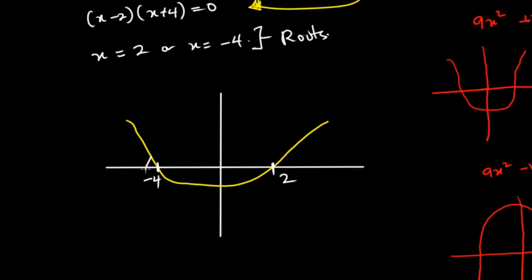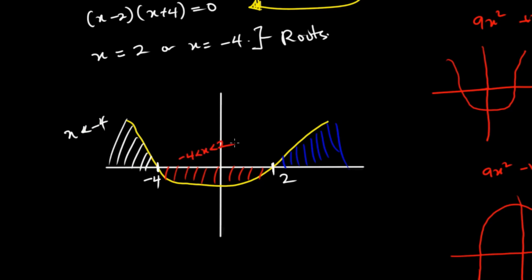So this means that the curve divides the x-axis into 3 parts. So this part, here we have another part, and lastly we have this part. So this part is x less than -4, the middle part is -4 less than x less than 2, and the last part is x greater than 2.